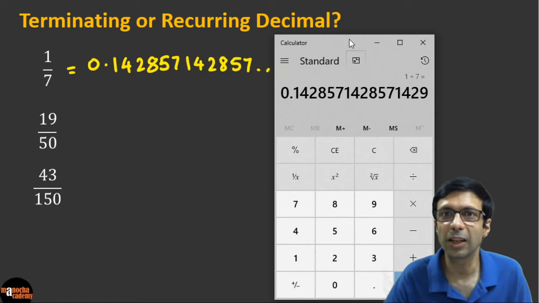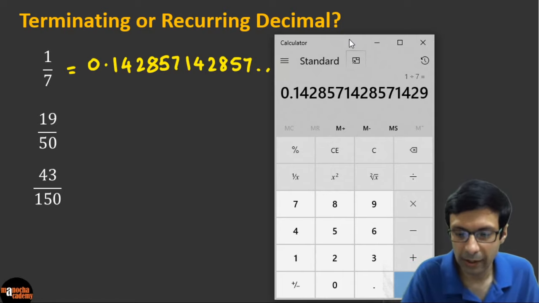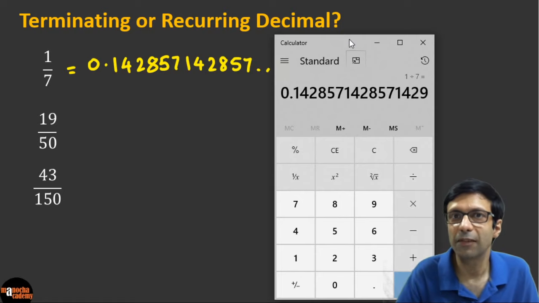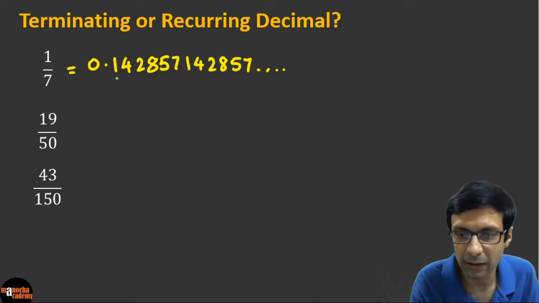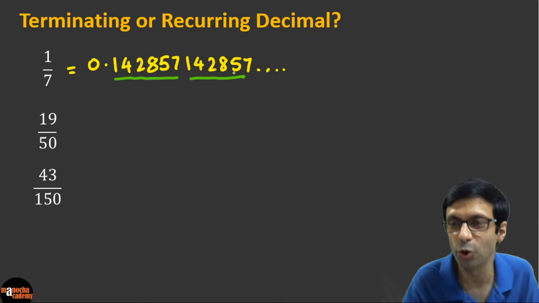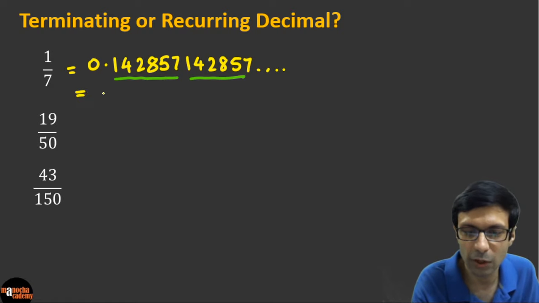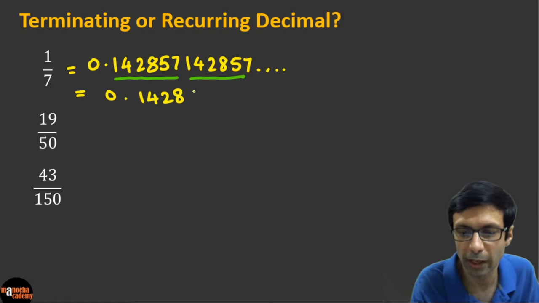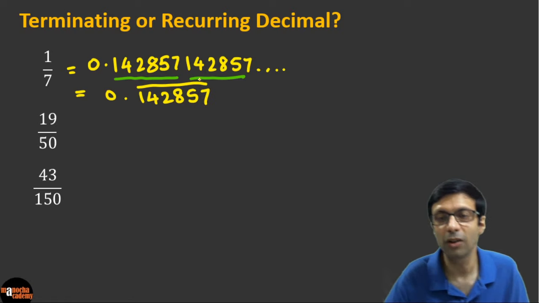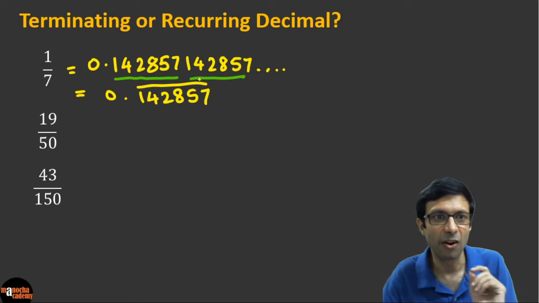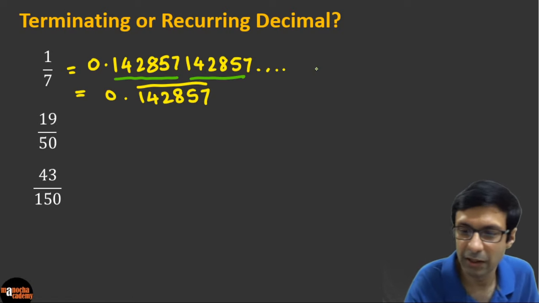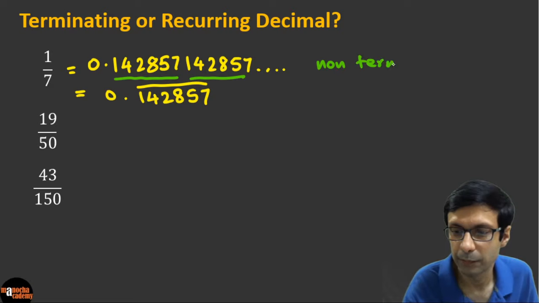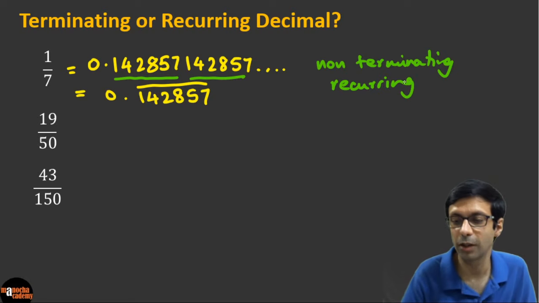If you look at 1 by 7, it is definitely not terminating, right? It is continuing on and on. And can you see the repeating pattern? What is the repeating pattern here? 142857, 142857. Guys, can you see that? So we can write this in the form 0.142857, where this part is repeating or recurring. So it's clearly a non-terminating recurring decimal. Clear?